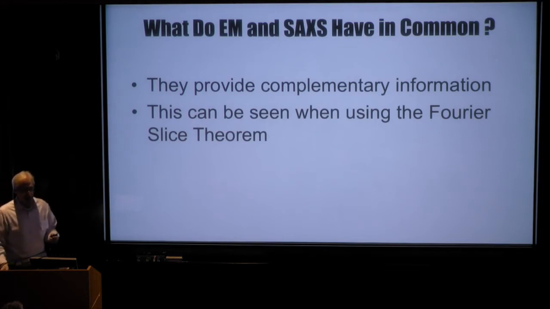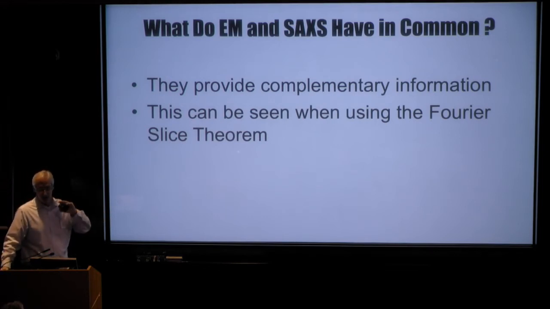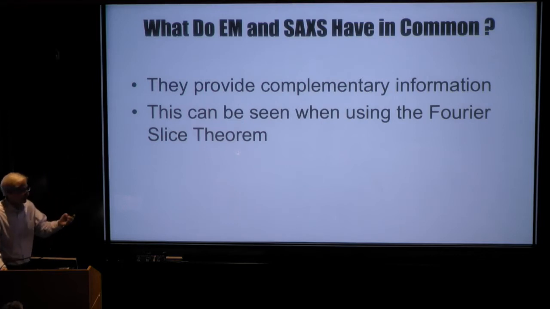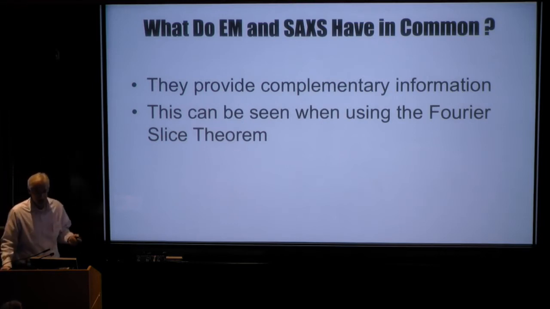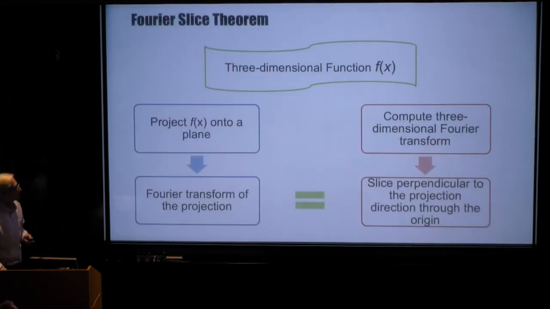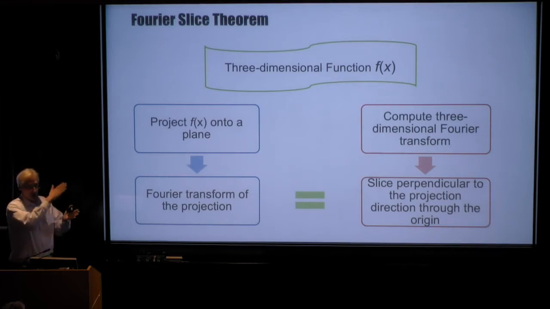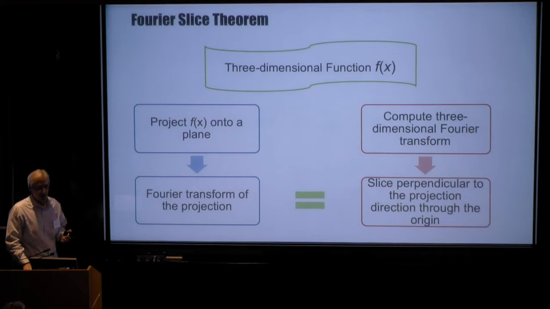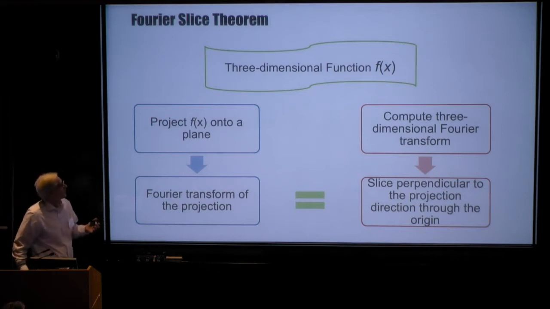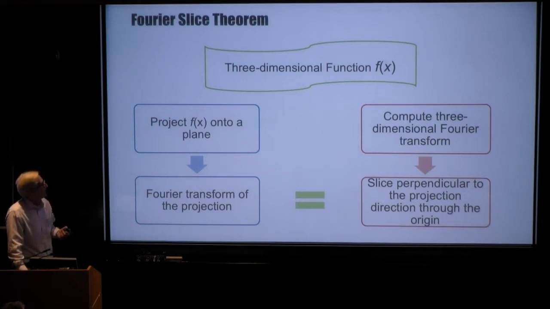So there is complementary information. All the data is in Fourier space in the classical sense, not the Lie group sense. And so we use the Fourier slice theorem as everybody does. So the projection in real space corresponds to a slice of the Fourier transform of the density as seen in Fourier space. So we can use that.